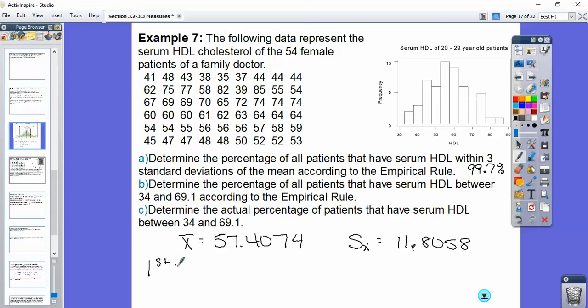So if I'm saying 1 standard deviation, if I want that window of values, you take your mean, the 57.4074, and subtract your standard deviation, or to get the highest, you would add your standard deviation to the mean.